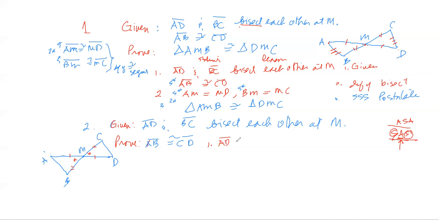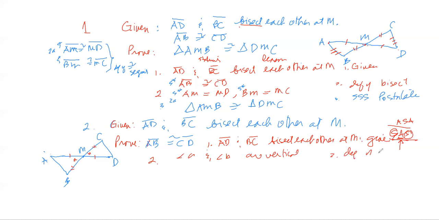Okay, so let's have the first statement. The given is what? AD and BC bisect each other at M. So that one is given. Now, I can say that angle A and angle B are vertical angles. The reason here will be what? Definition of vertical angles. Now, what do we know of vertical angles? Very popular theorem. The vertical angle theorem is that angle A, no, small a, is congruent to angle B. This will be VAT. Vertical angles are congruent. That's the vertical angle theorem.